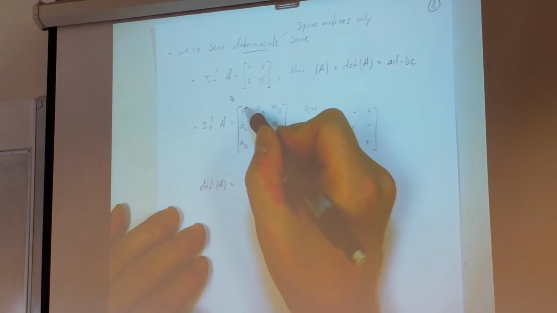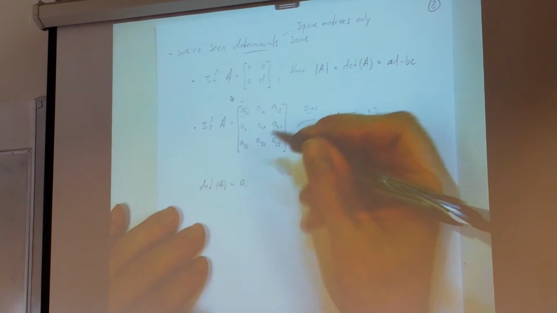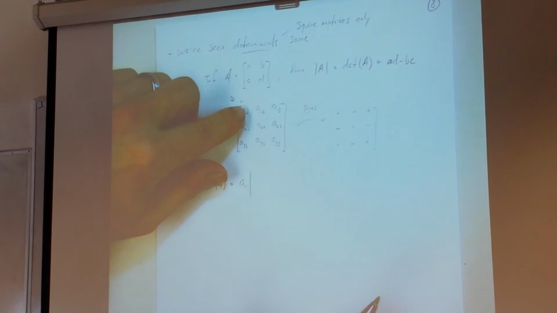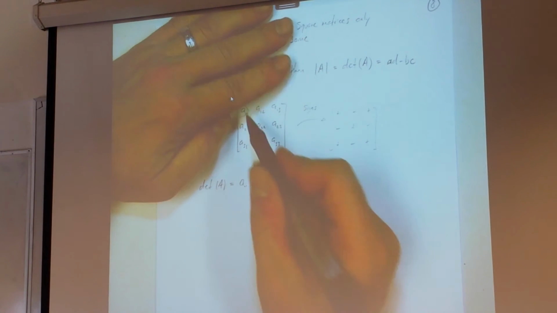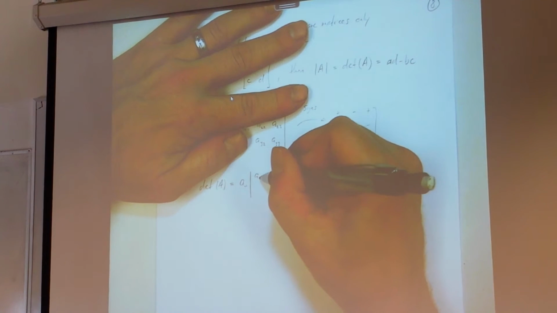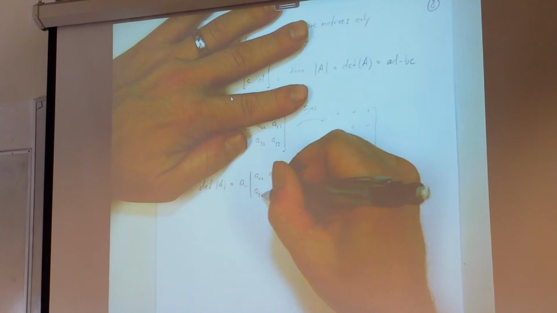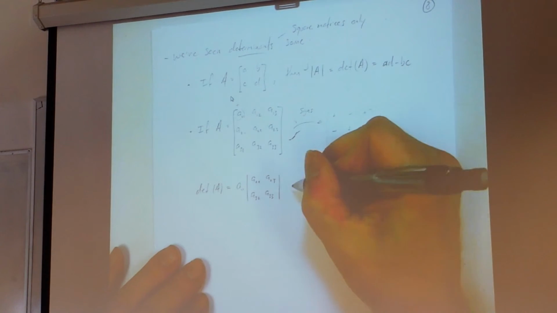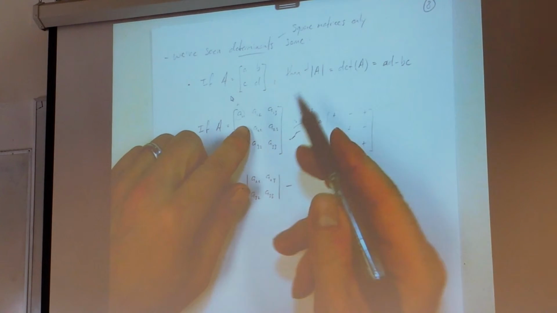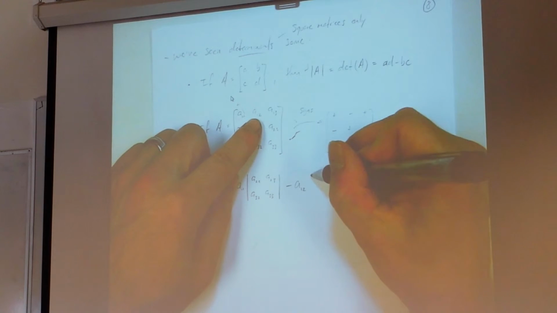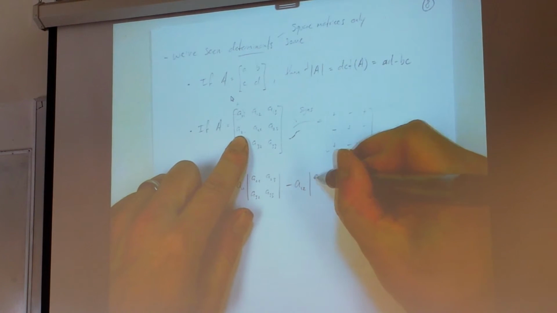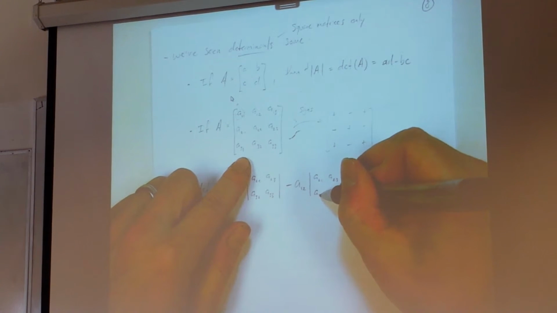Okay, so this one is positive. Starting there, it's a11 times the determinant of the 2 by 2 matrix left when I cross out the row and column in which that entry appears: a22, a23, a32, a33. Then minus, since the sign is negative, a12 times the determinant of the matrix where that row and column are deleted: a21, a23, a31, a33.